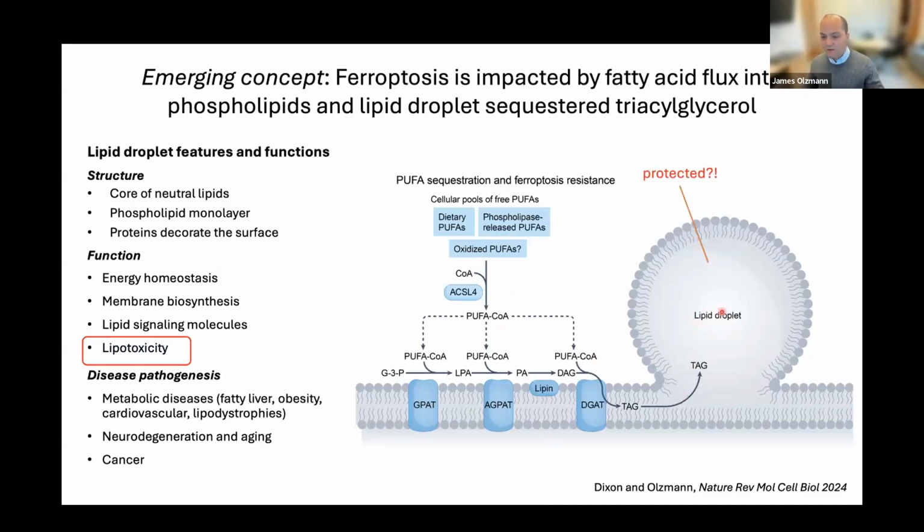But I think there's a remaining question as to what happens to these neutral lipids once they're stored in the droplet. Are they prone to oxidation? What would the consequences of oxidation of stored neutral lipids be? Or are they protected, and how? And so these were some of the questions we wanted to address.